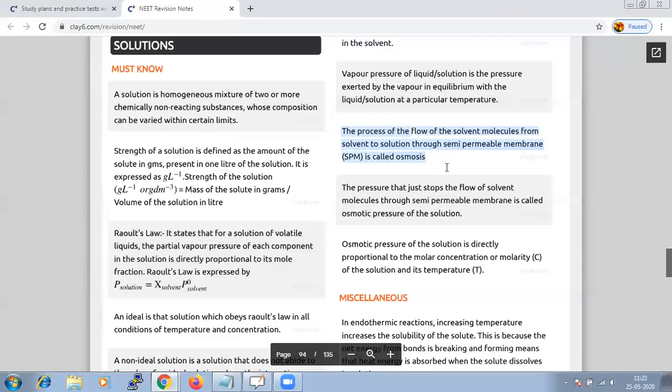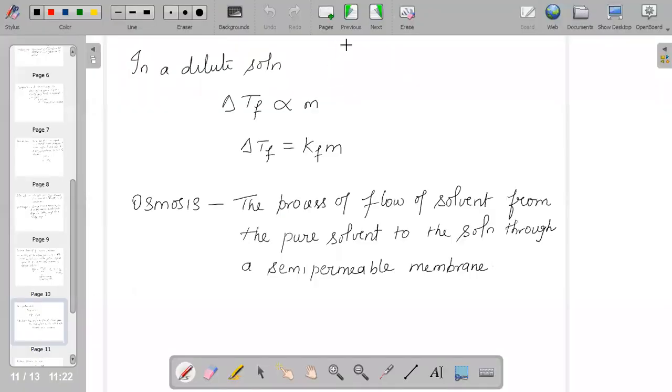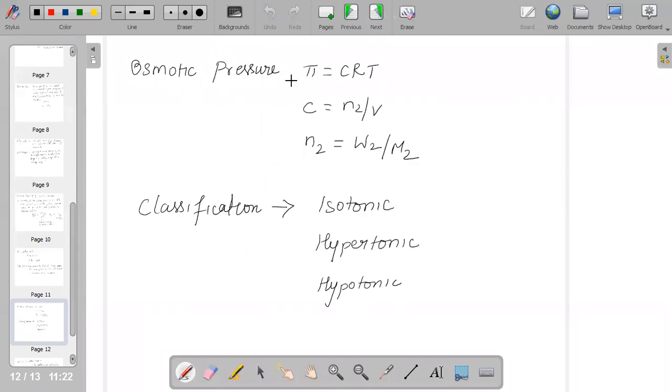And the pressure that just stops the flow of solvent molecules through the semi-permeable membrane is called the osmotic pressure of the solution. Osmotic pressure is directly proportional to the molarity of the solution and its temperature. That is why we write the formula: osmotic pressure pi is equal to CRT. Here C can take the value N2 by V, and N2 can be equal to W2 by M2.